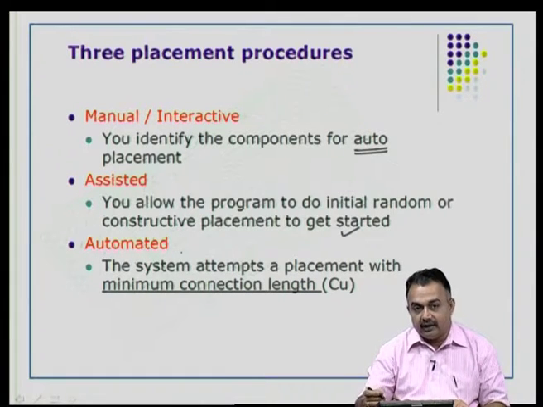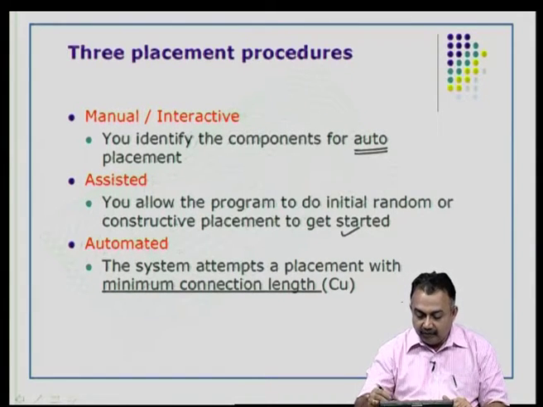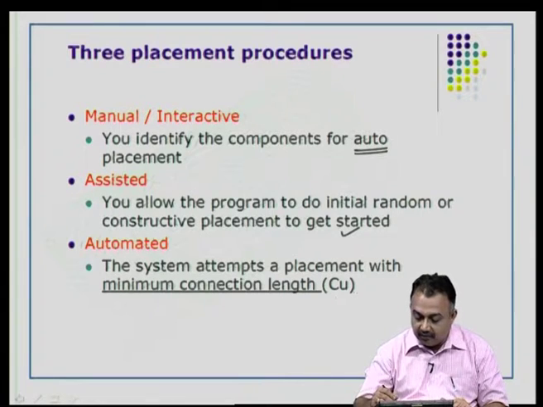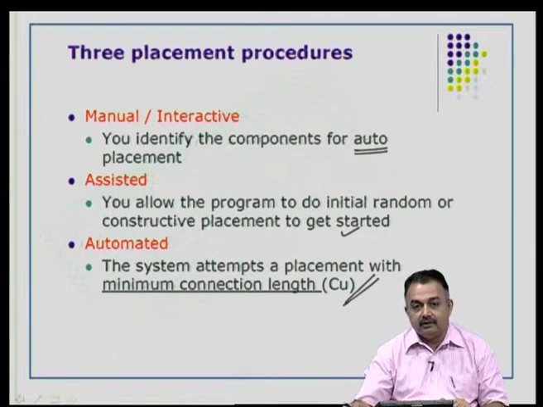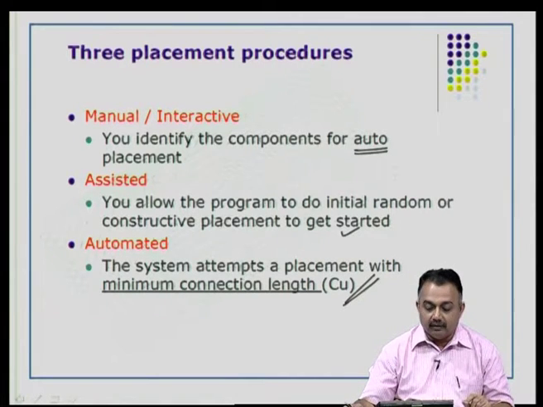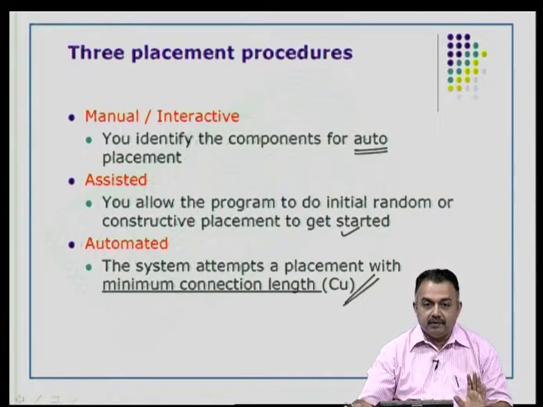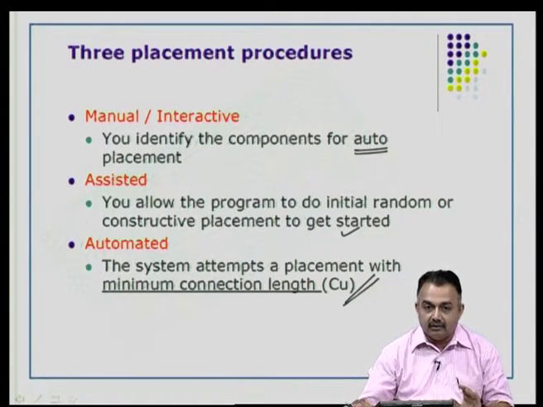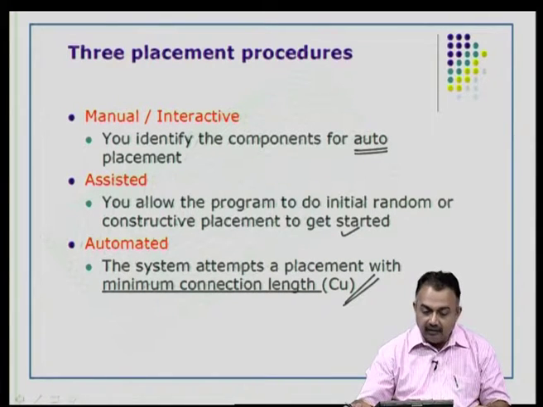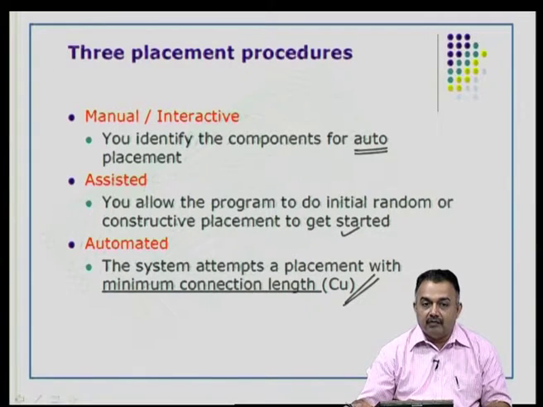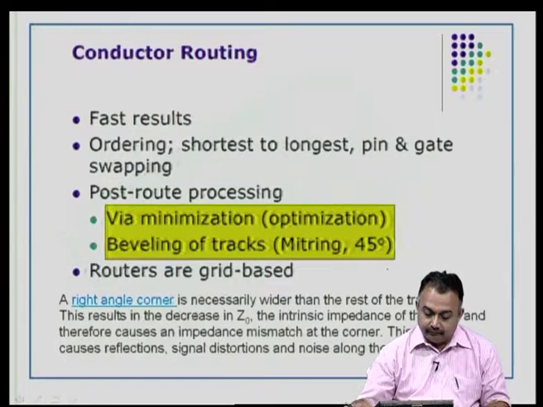Now, the reason for that is you have to make sure that you have minimum copper length for a particular net. You do not want too much copper added onto your board. Therefore, a good placement means a good attempt to place your components with minimum connection length. Okay. That should be the main goal, because your router also will look for minimum interconnection length.